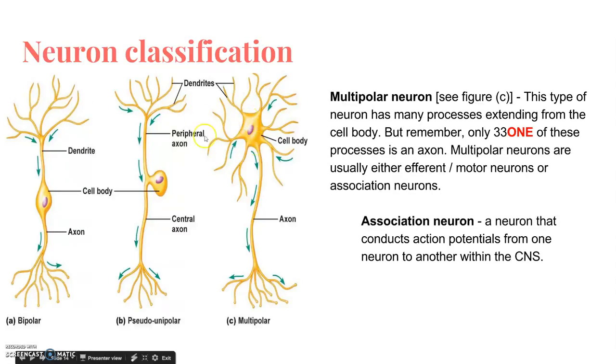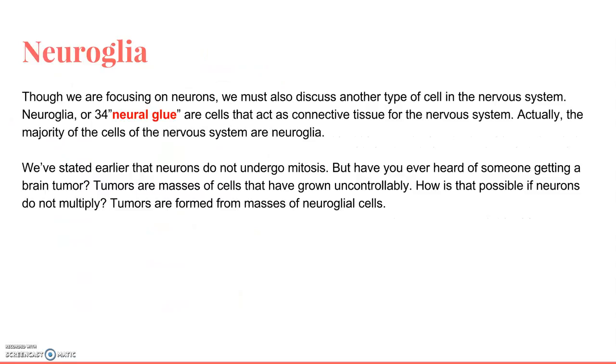And then lastly, we have the multipolar neuron. This type of neuron has many processes that extend from the cell body. But remember, only out of all of these, only one is going to be an axon. Multipolar neurons are usually either efferent, which is the motor neurons, or they're association neurons. And an association neuron is found in the brain. It's a neuron that conducts action potentials from one neuron to another within the central nervous system.